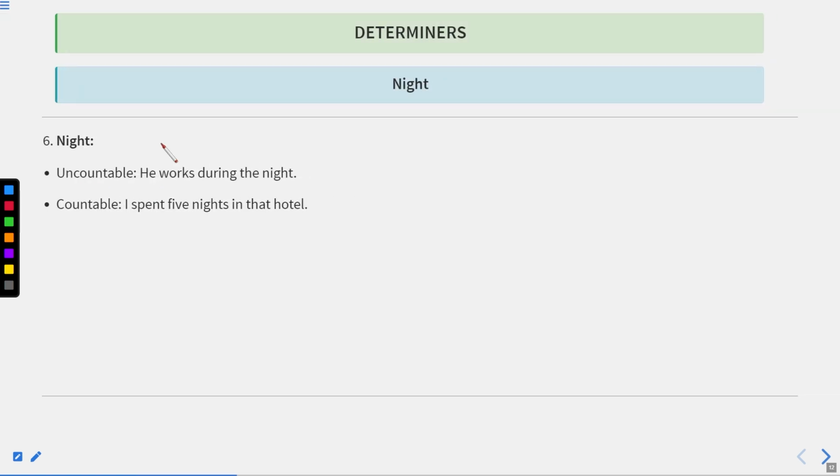Night, uncountable. "He works during the night." If I say "I spent 5 nights in that hotel," night can be countable in this sense, but uncountable in the other.